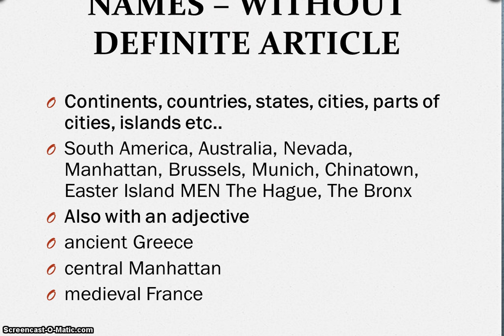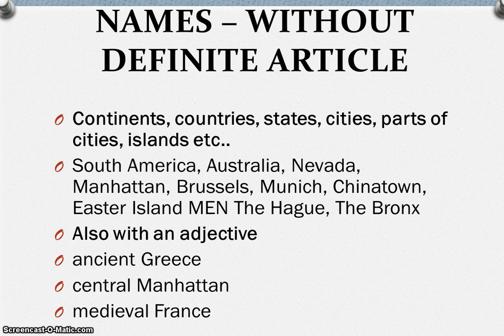You have certain names that are used without the article, especially continents, countries, states, cities, and parts of cities and islands. For example, South America, Australia, Nevada, Manhattan, Brussels, Munich, Chinatown, Easter Island, but The Hague and the Bronx. Remember that when you add an adjective, no article is added, as in ancient Greece, central Manhattan, or medieval France, for example.